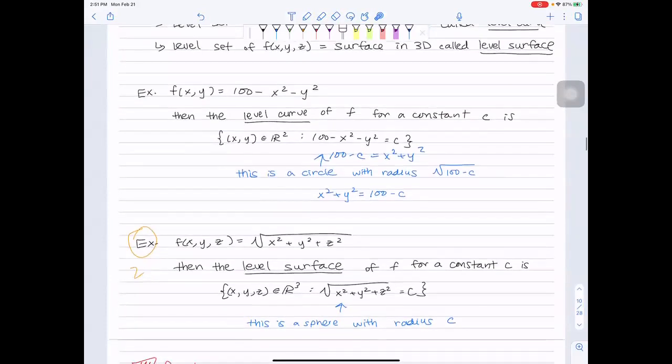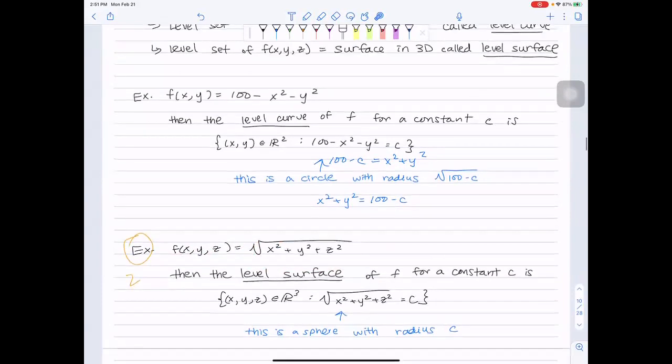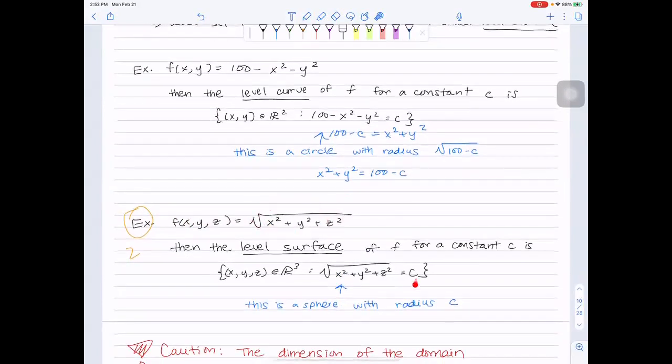What if you have something with three inputs? So f of xyz equals this. Then I said that the level set of a function with three inputs should be a level surface. So you know that you should be getting something in 3D. And so if we set this equal to some number c again, we see that the level surface is going to be a sphere with radius c.